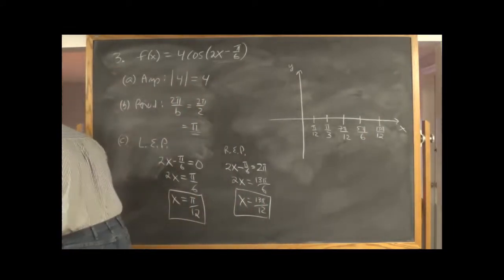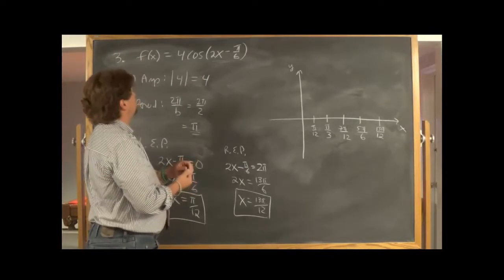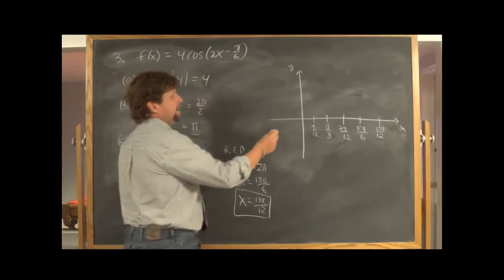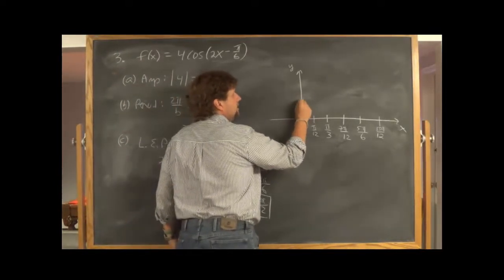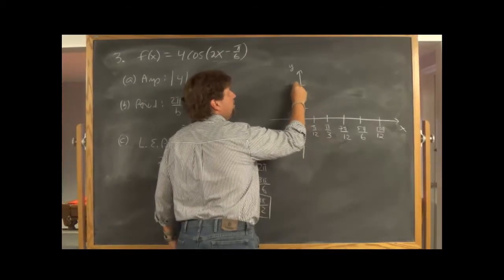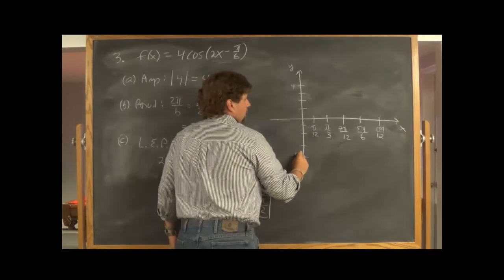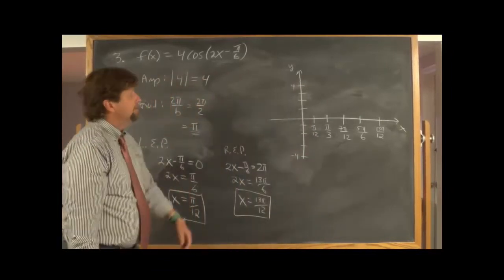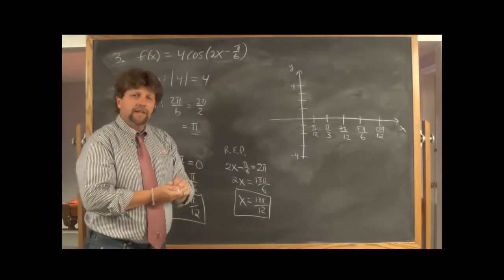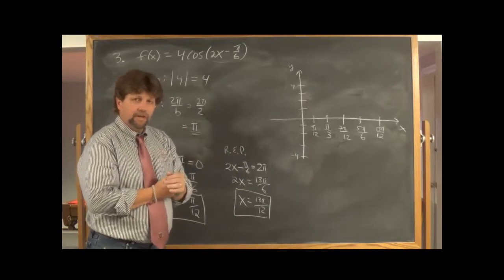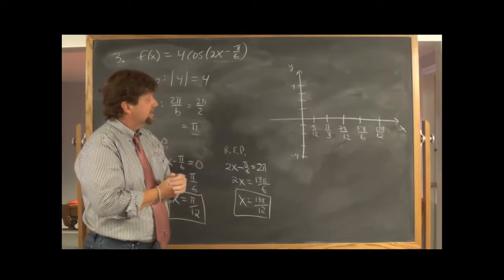And the amplitude is 4. So on my y-axis, I should go up to 4, and down to -4. There's no vertical shifting here, so I should be good just labeling that on my y-axis.